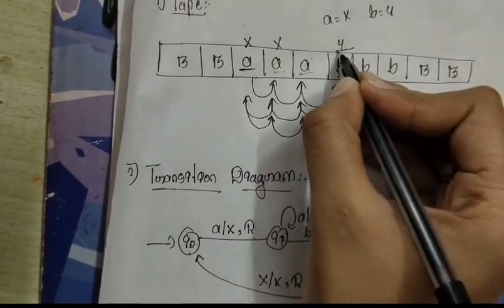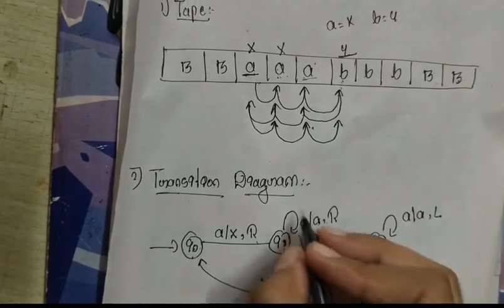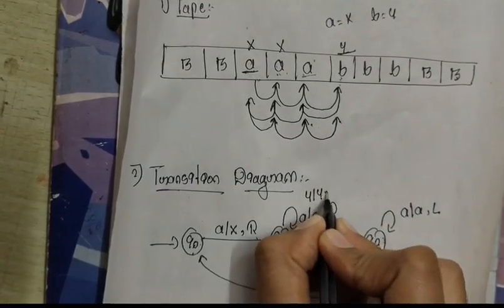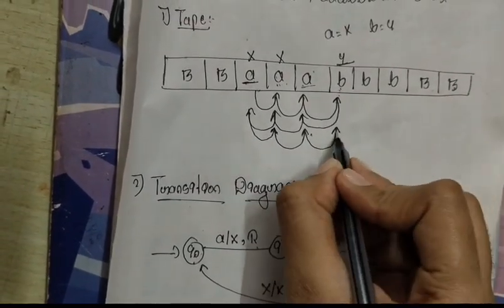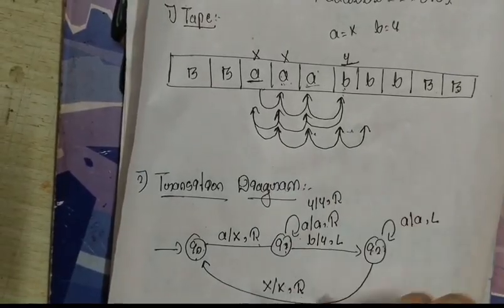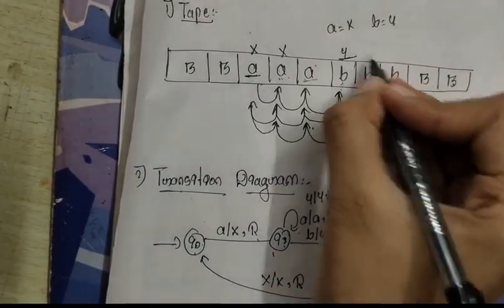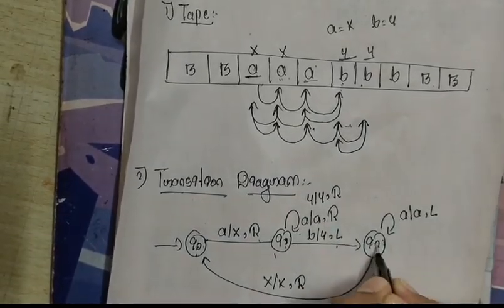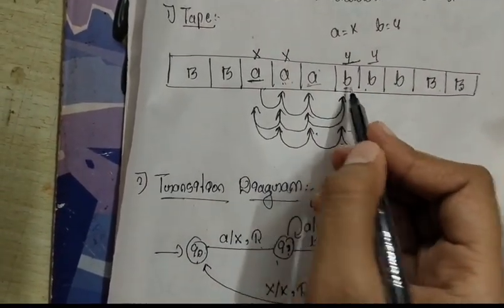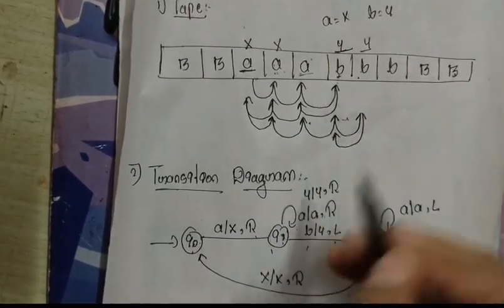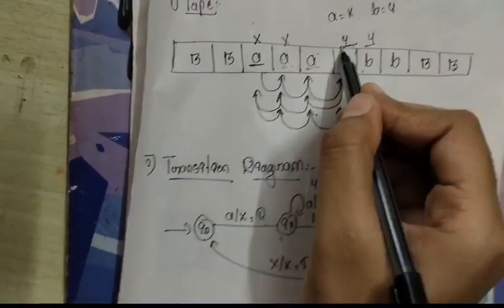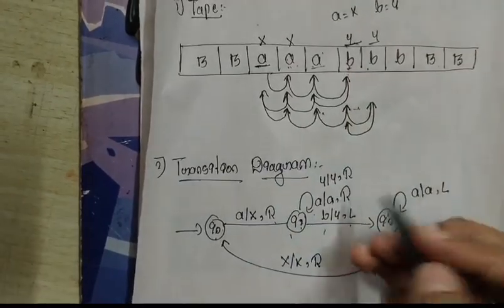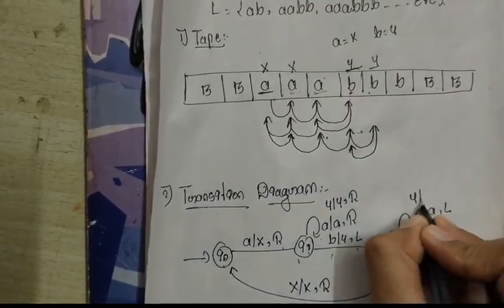Presently we are on B, meaning Y. The Y is replaced with Y and we move towards the right. Finally we are reaching the q1 state. The string B is replaced with Y and we move towards the left. In the q2 state, B is already done, so Y is replaced with Y and we move towards the left.